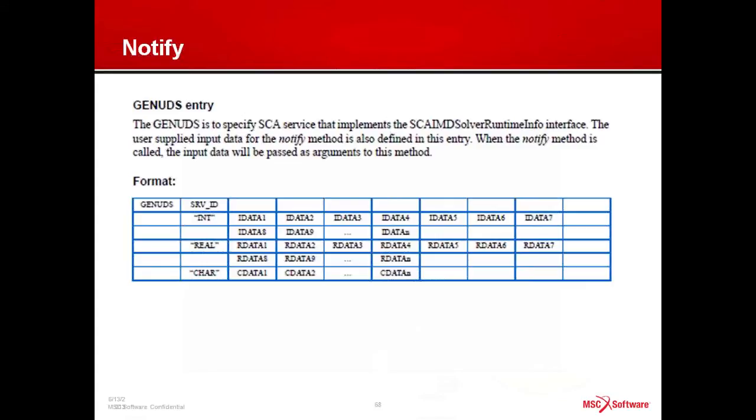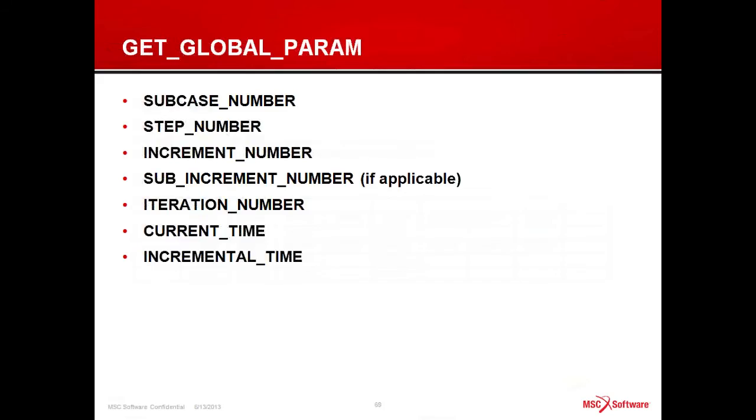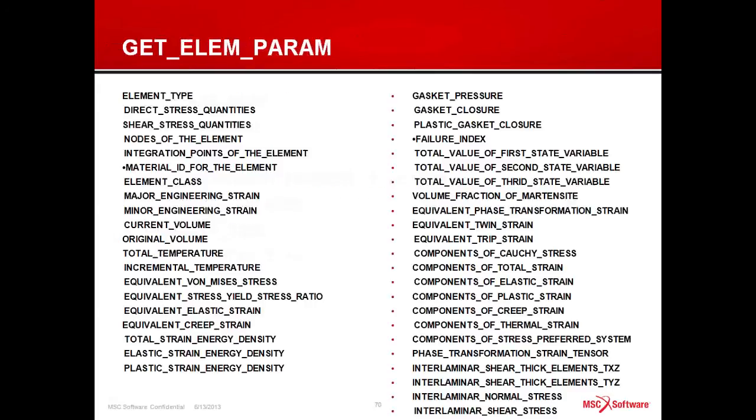Also an option called notify that can give you a signal as to when things happen and allows you to introduce data in a variety of locations in the program. And finally, these utility routines. The utility routines are quite useful. So within a user subroutine, you could do a reference to get global parameters, and it will tell you what's the increment number or what's the time during that particular step.